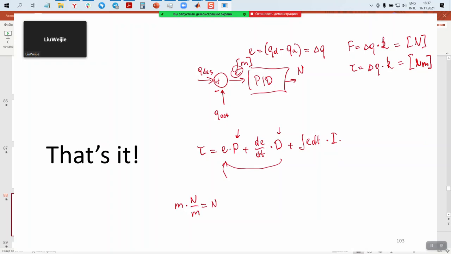The same is true for the damping. You have the time derivative, and the time derivative is a velocity, so you have meters per second. It is supposed to be multiplied with this coefficient, and as a result you will get newtons. The same for the I component, in newtons. So the result will be in newtons.